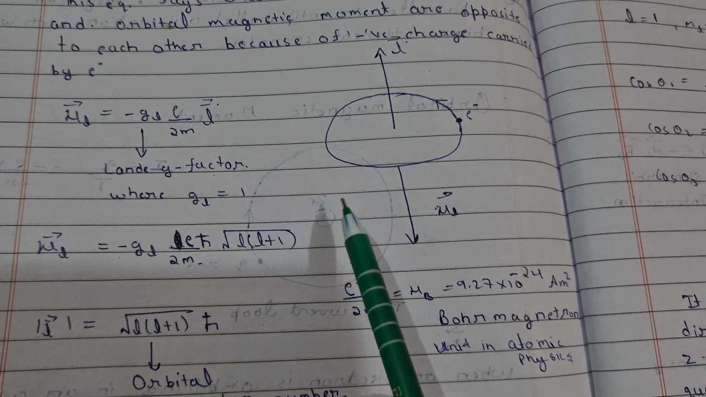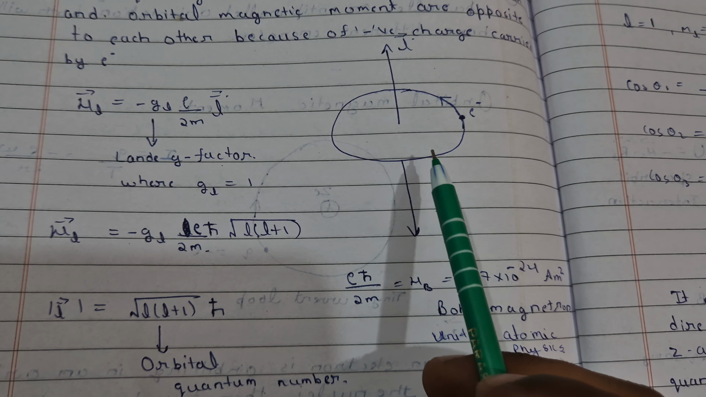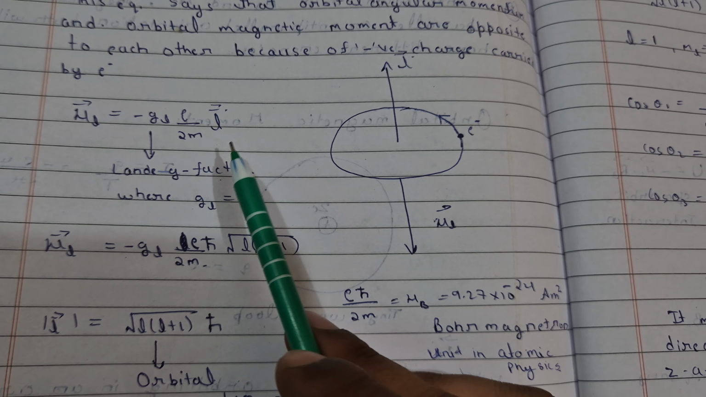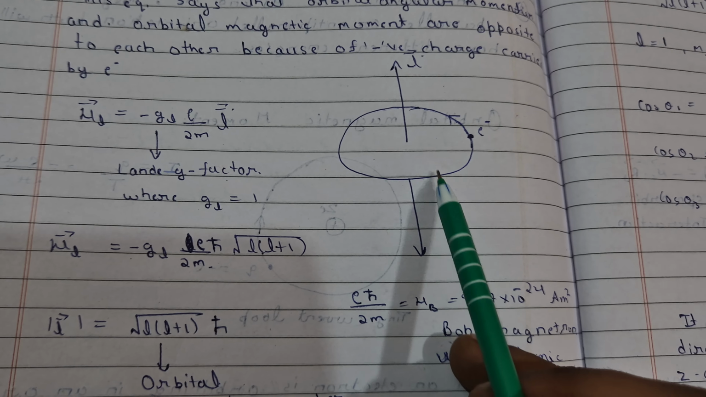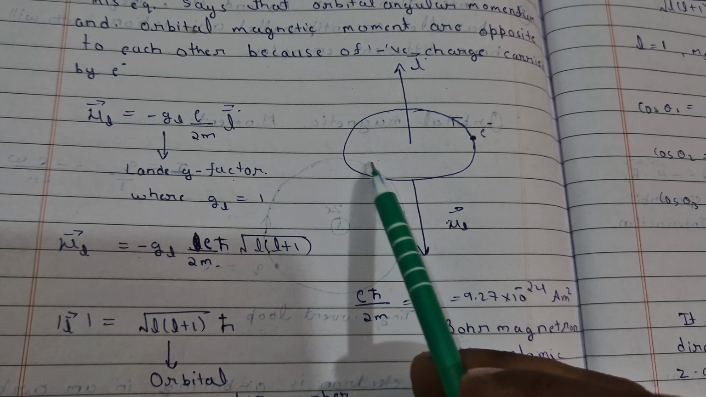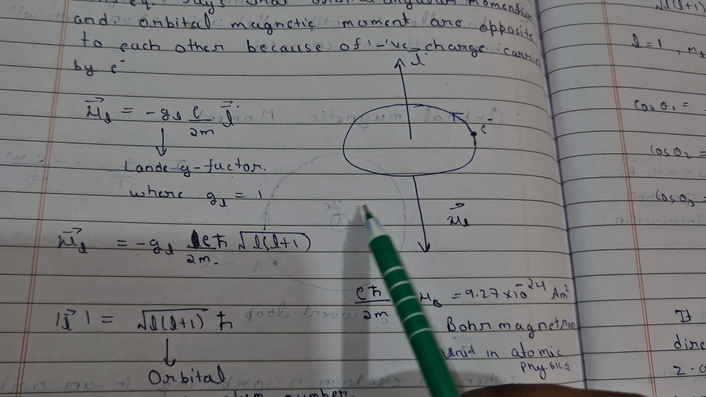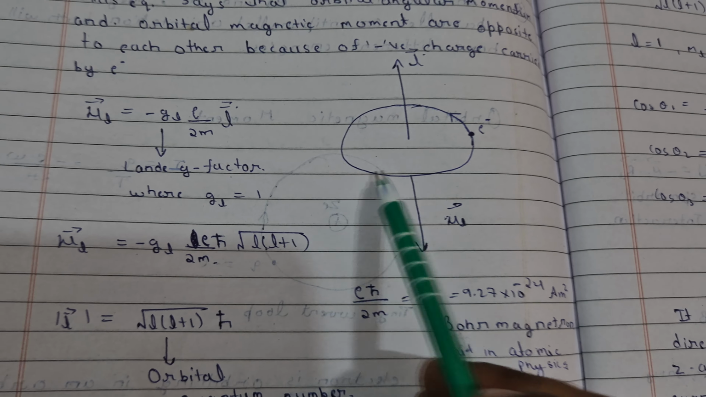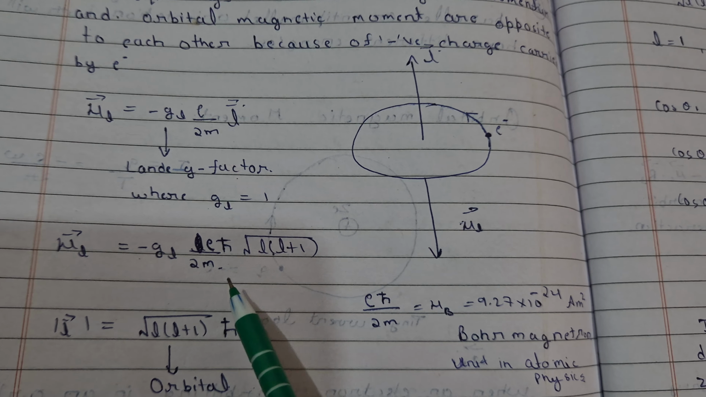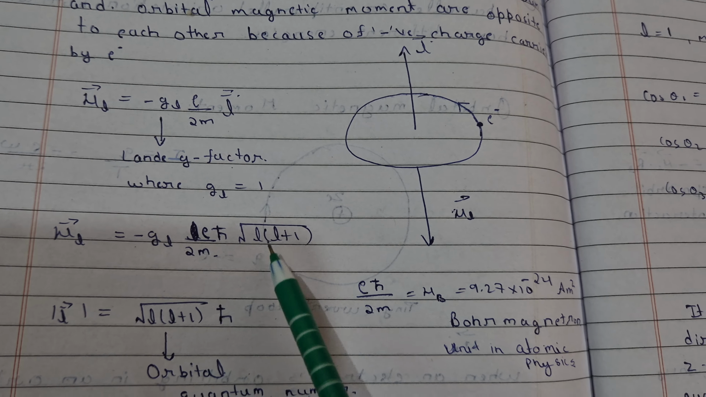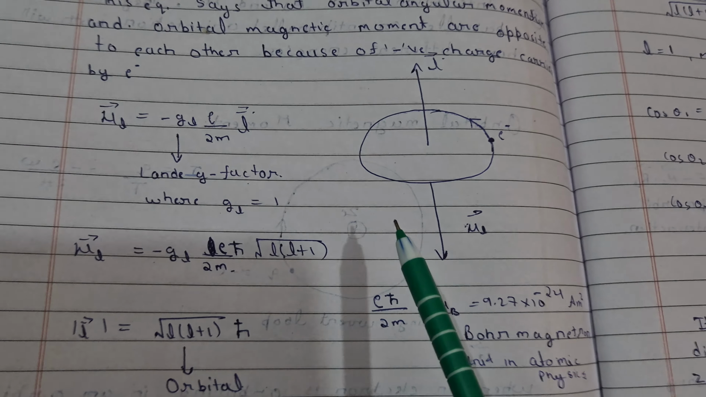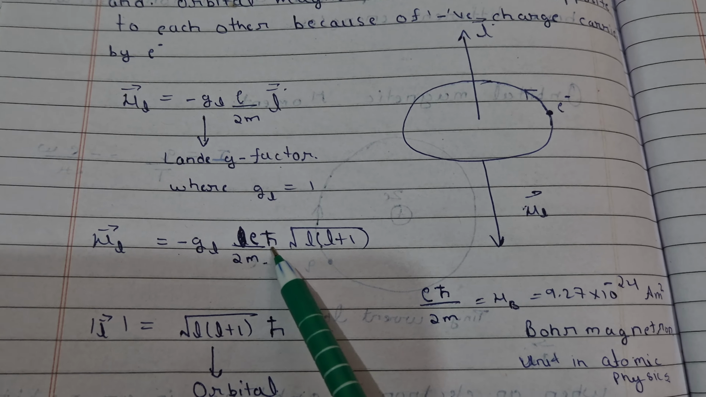Now we are dealing at the microscopic level, so quantum mechanics will play a role. We know that the angular momentum at the microscopic level will be quantized. Quantized means it won't be continuous; all possible values of angular momentum will not be there, only some discrete values. And we know the formula for L from quantum mechanics, that is h cut under root L into L plus 1. So these will be the values which can be attained by the particle or the electron.